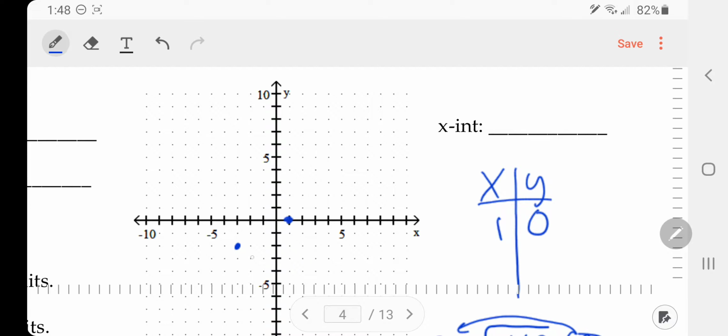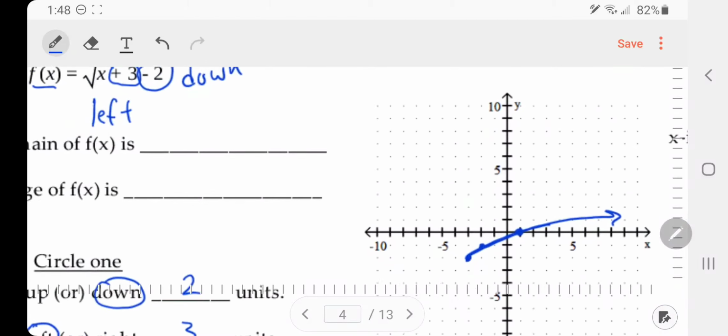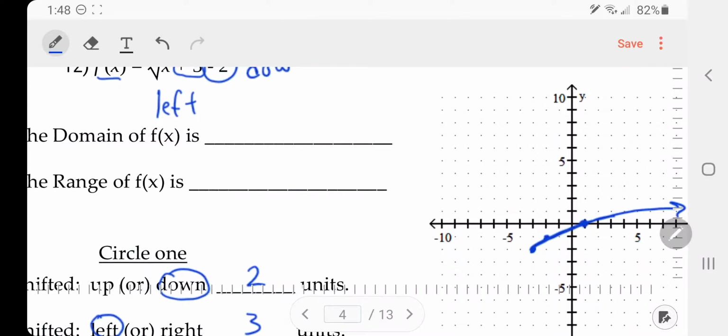X-intercept is 1. And we're going to swoosh kind of like that, up to the right. X-intercept as an ordered pair: 1, 0. Now then, we can get the domain and range now that we have an accurate graph.